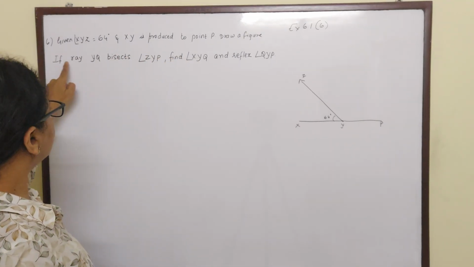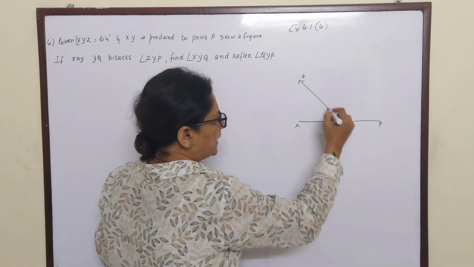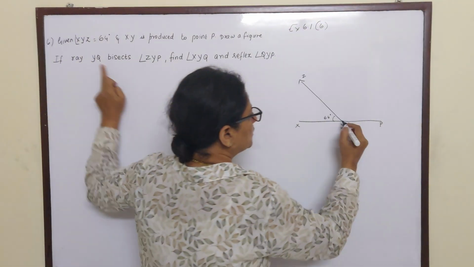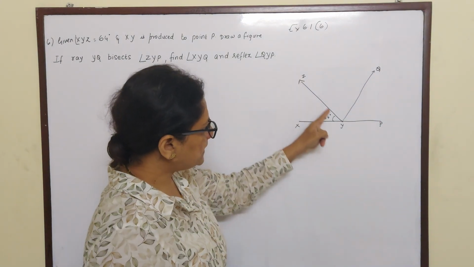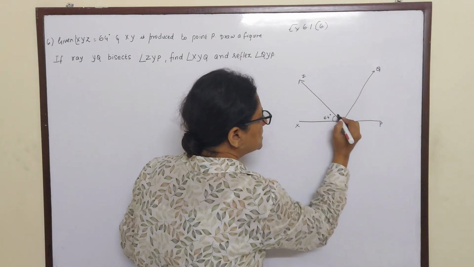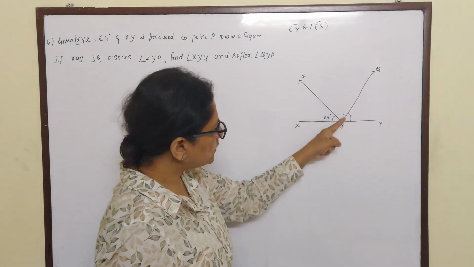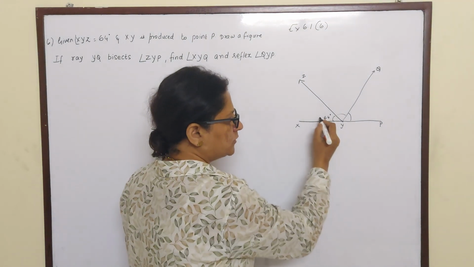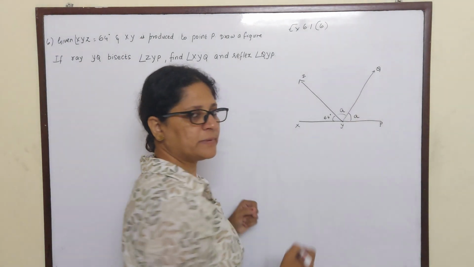Draw a figure if ray YQ bisects ZYP. ZYP is bisected. Bisected means this ray YQ from Y, if I draw Q, this ray is cutting ZYP into two equal halves. That means whatever is the measurement of this, that only is the measurement of this. That means this YQ is cutting this obtuse angle into two equal halves. This is acute, so of course this will be obtuse. So if this is A, then this will also be A.